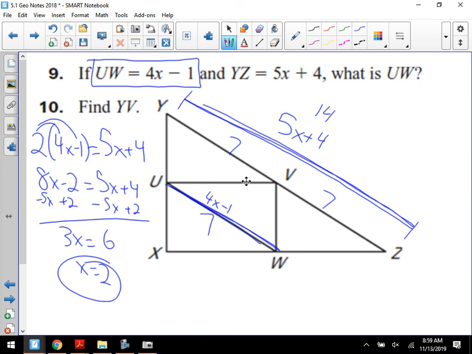Usually on a test, this is a good question, guys. Usually on tests and quizzes, when I have problems like that, I'll have a spot off to the side where it says UW equals blank, and you just fill in your answer.